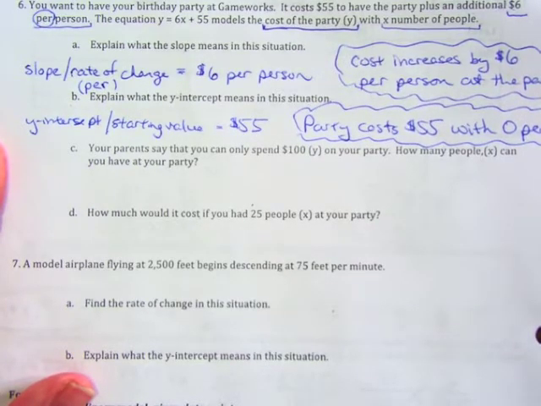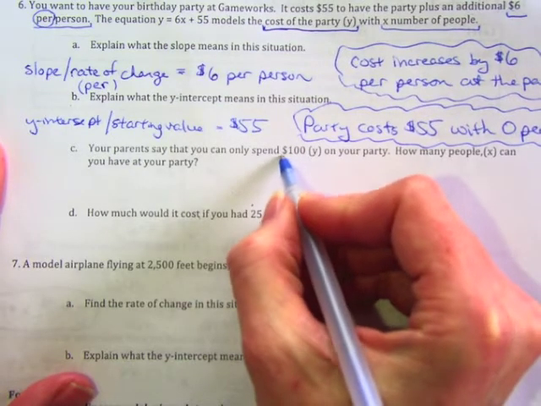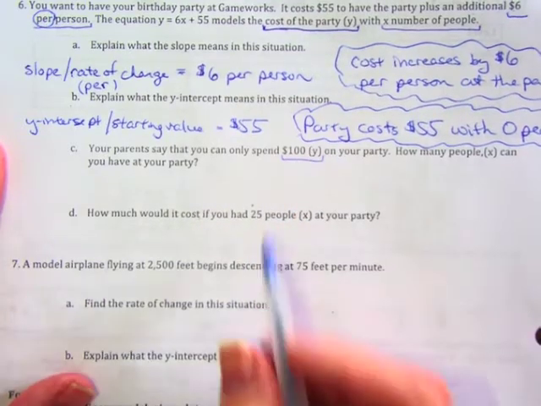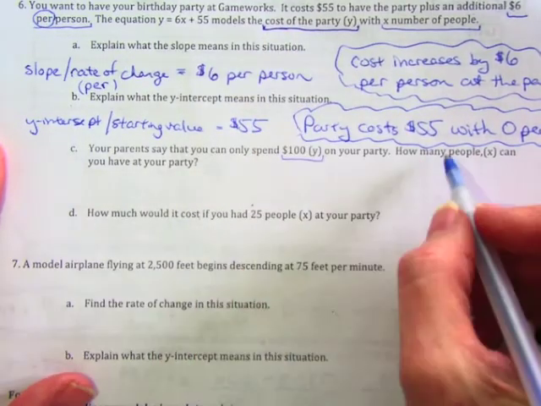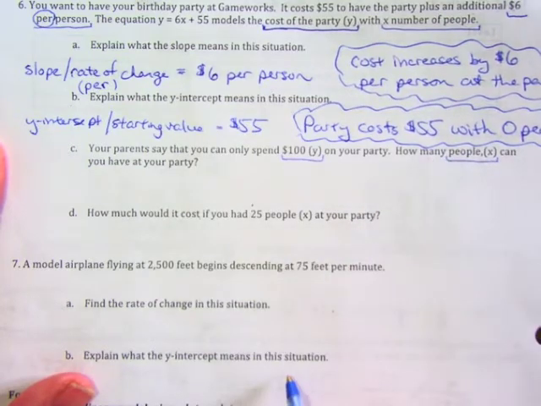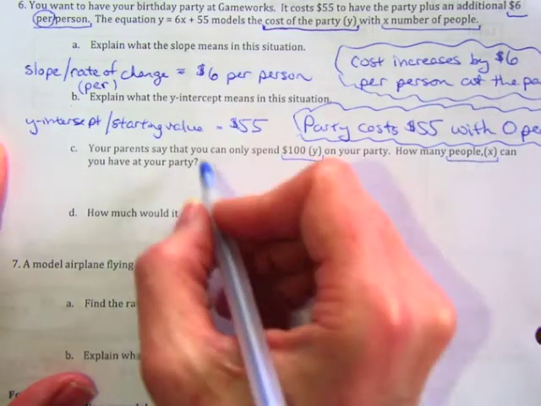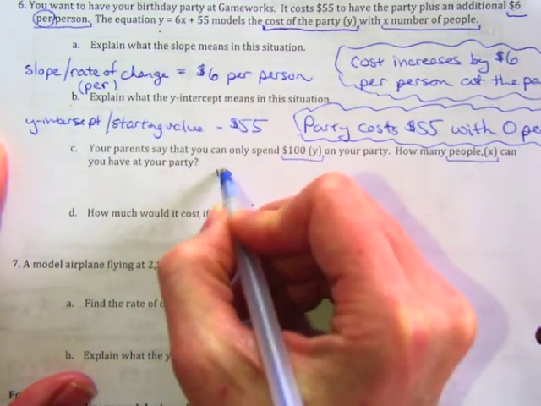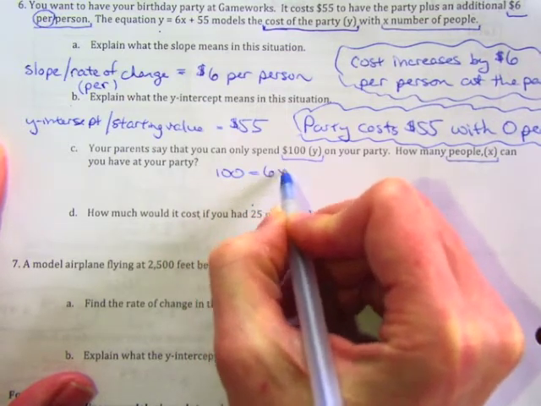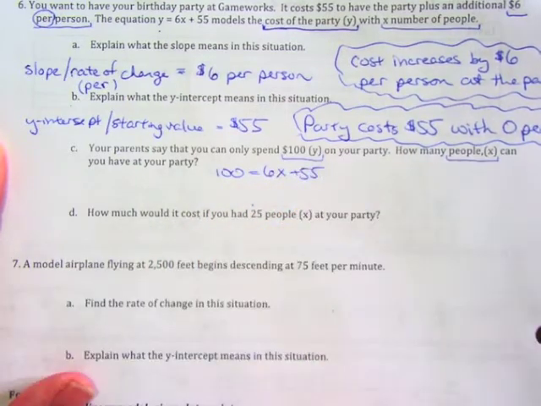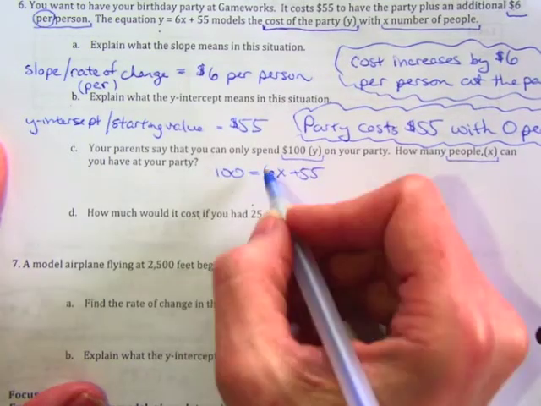Okay, now we're going to go ahead and go on to answering some questions. It says your parents say that you have only $100 to spend on your party. How many people can you invite to your party? Now we gave you a hint within the problem. $100 is the y value. Y is the cost of the party. How many people is the x value, can you have at your party? So we know the y, we don't know the x. So we're going to put the y value in for the y. $100 equals 6x plus 55, the remainder of the equation. Now we're going to solve to find x, which is the number of people we can invite to this party.